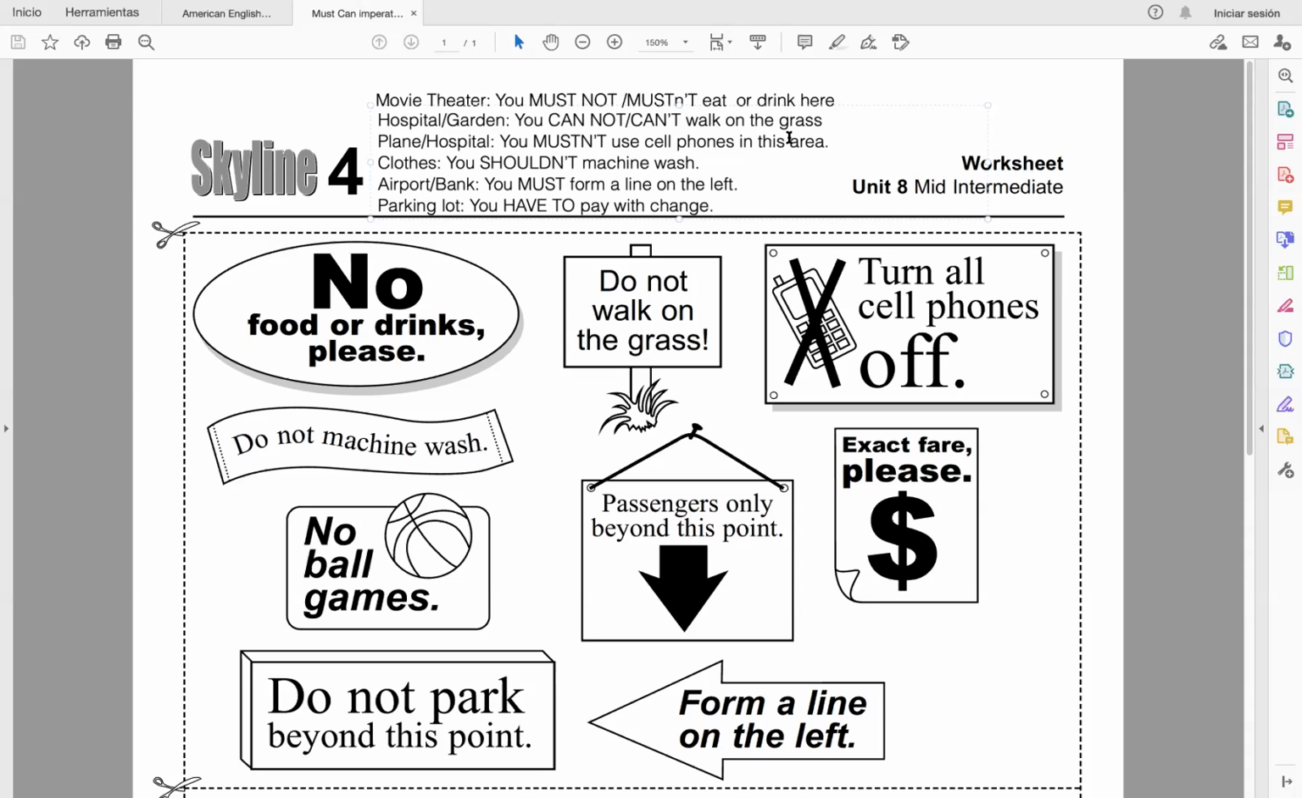Prohibition. Prohibition. Excellent. Look at the second one. Hospital or garden. You cannot or you can't walk on the grass. What is that?